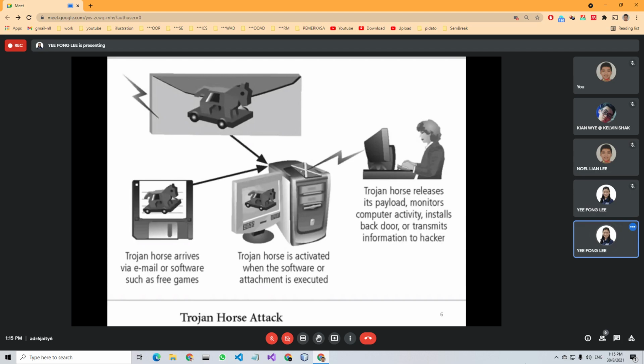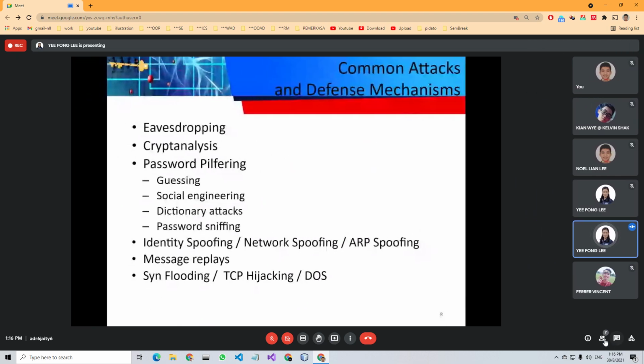Right. So next one we look at, what is this? Network security components, including antivirus, anti-spyware, firewall, intrusion prevention system, and VPN. We will go through these components in the following slides. Eavesdropping, a common attack and defense mechanism. We have six of them. So what is eavesdropping? In the following slide.